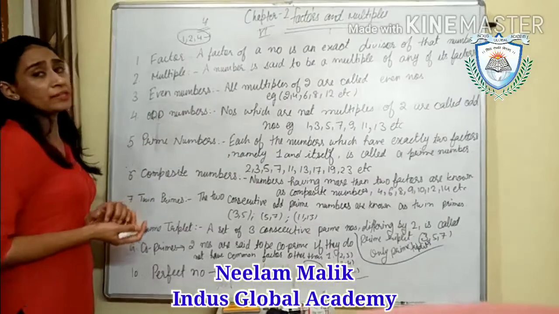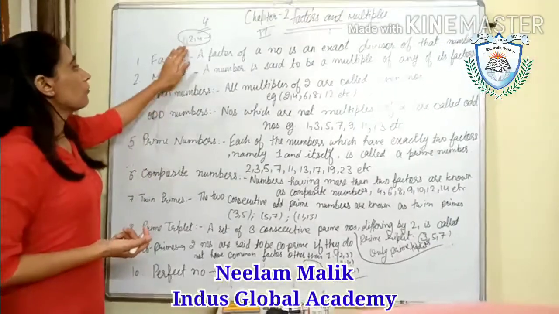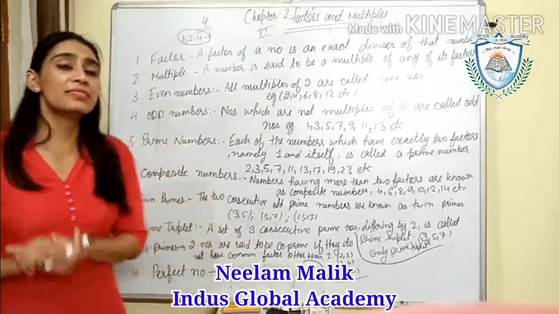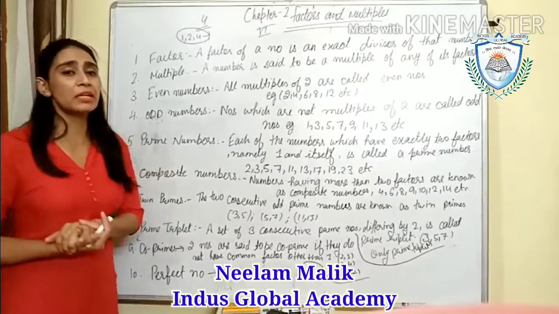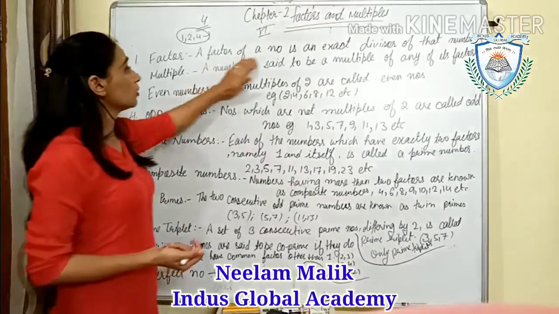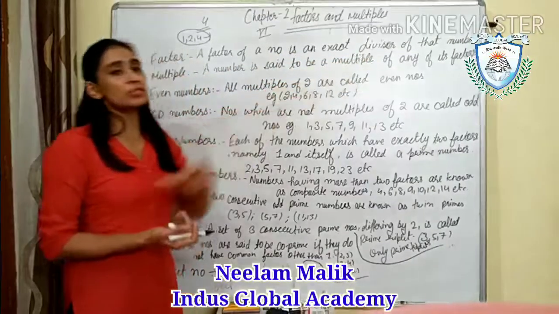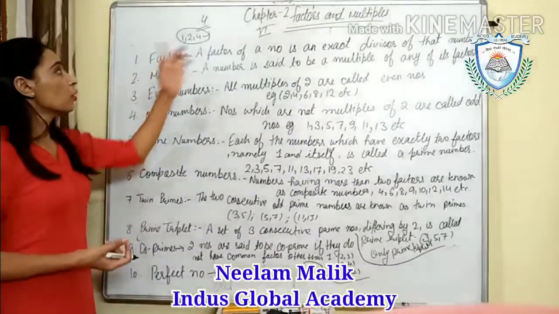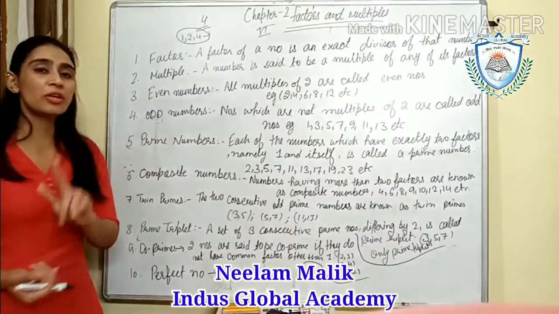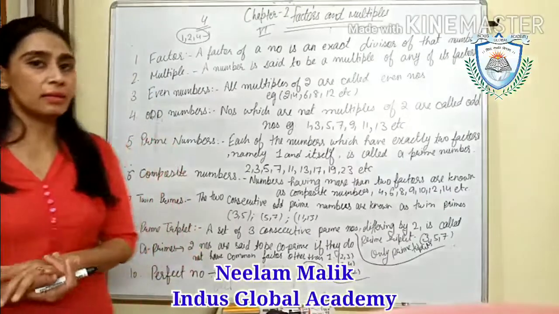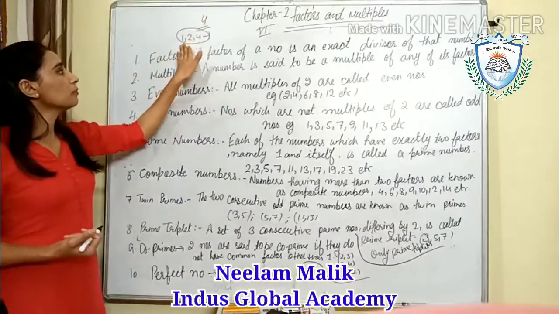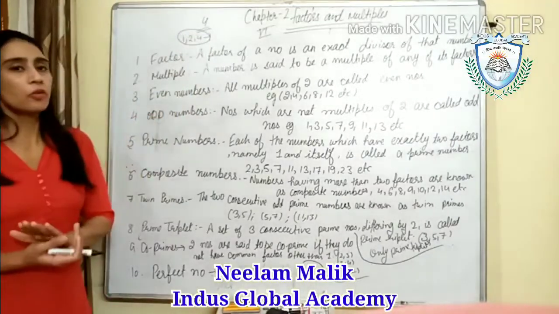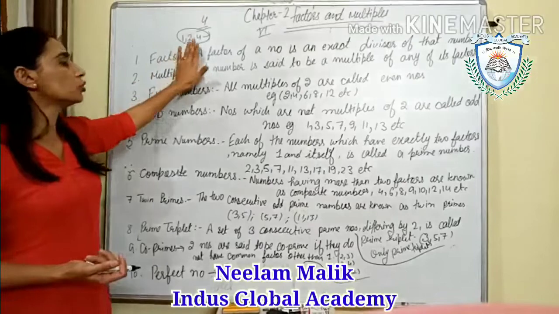So factors are the divisors. Means a factor divides your number. Exact divisor means the remainder will always be 0. So a factor of a number is an exact divisor of that number. And always remember this thing: a factor will always be less than or equal to that number. So factors of 4, because 4 is divisible by 1, divisible by 2 and divisible by 4. So factors of 4 are 1, 2 and 4.